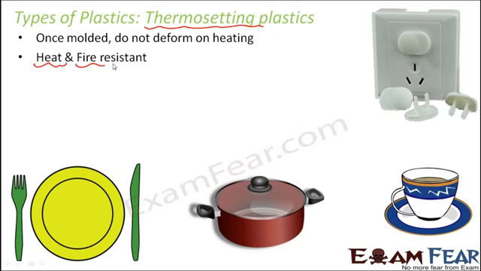Therefore, if you use these kinds of plastics for making cooking utensils, you can easily cook in them, because if you heat those utensils, nothing will happen to the utensil. But if you use a utensil made up of thermoplastic, what will happen? As soon as you put it on the stove, as soon as you heat it, the plastic utensil itself will start deforming, it will start melting. That would become a problem. Some examples of thermosetting plastics are bakelite and melamine.